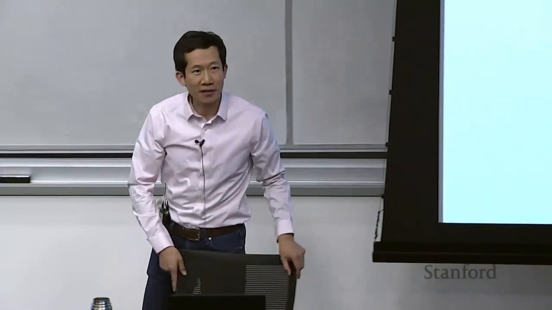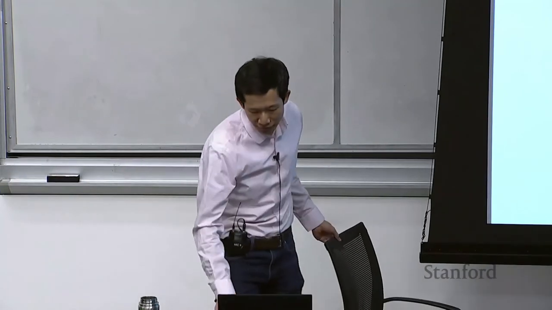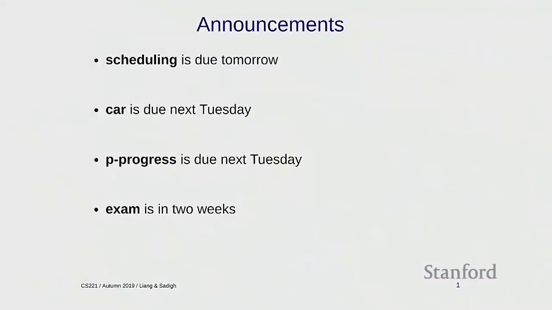Before we dive in, I want to do a few announcements first. There's four things that should be on your radar. The scheduling homework is due tomorrow. Hopefully you guys are well aware of that. The car assignment is released today and it'll be due next Tuesday. There are some conceptual challenges here, especially if you're not too up to speed on your probability. The section Thursday will really help you go over that, so please come to that.